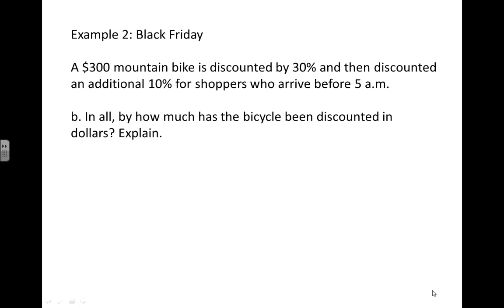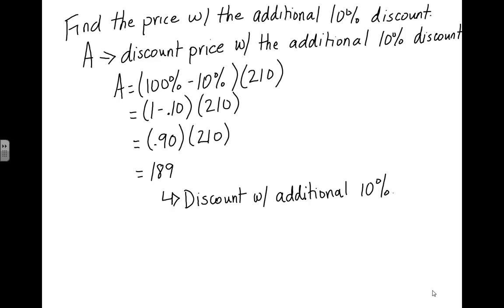Now B, in all, by how much has the bicycle been discounted in dollars? All you need to do then is 300 minus 189, and that gives you $111. The bicycle has been discounted $111 because the original price was $300. With both discounts, your new price is $189. They're showing the 10% discount there.